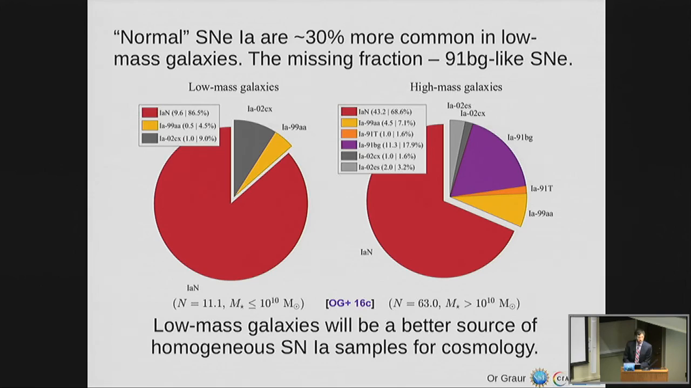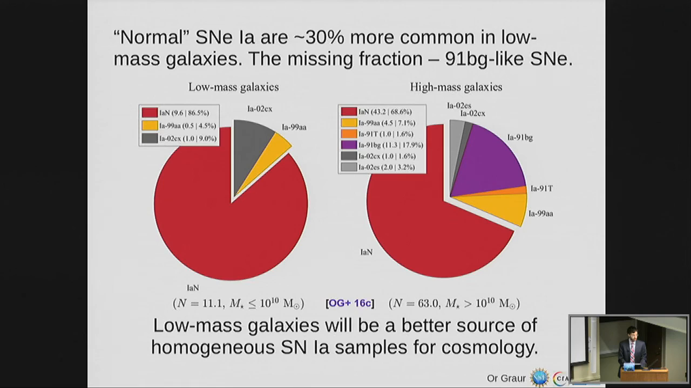For type Ia supernovae, we find that normal Ias, the ones used for cosmology, are 30% more common in low mass galaxies. And this also is statistically significant. This means that if you want to construct a homogeneous sample of type Ias at different redshifts, you would be well served to target low mass galaxies.